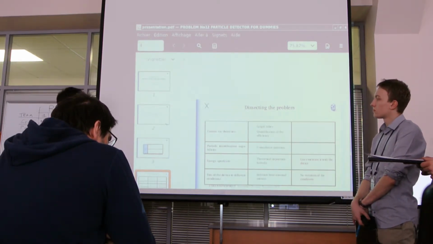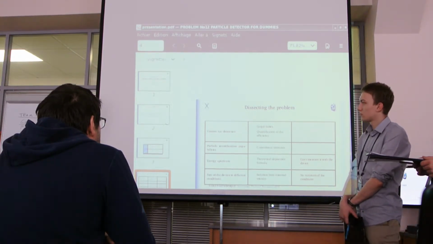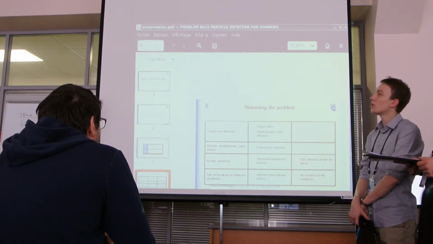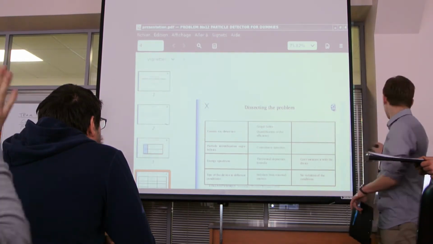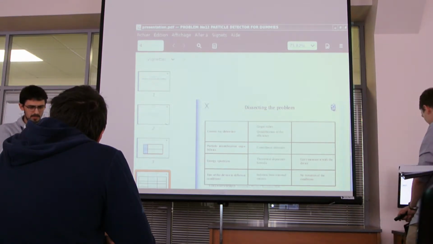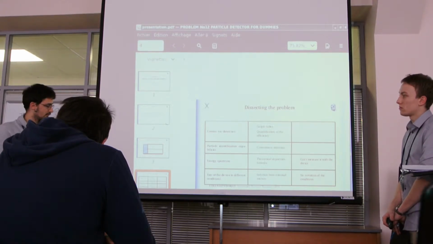For using your device in different conditions, I don't think you did it. You used plates to isolate it from the outside. I understood you made plates to isolate it from radiation, but you didn't tell about different conditions.